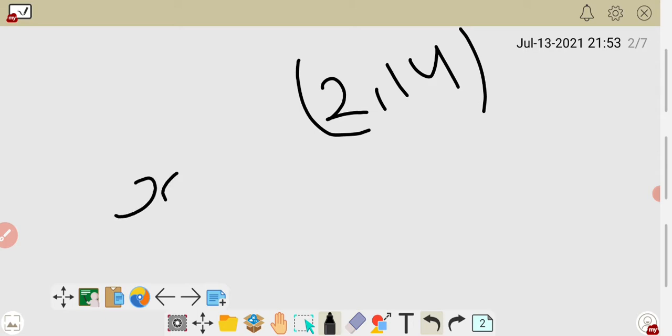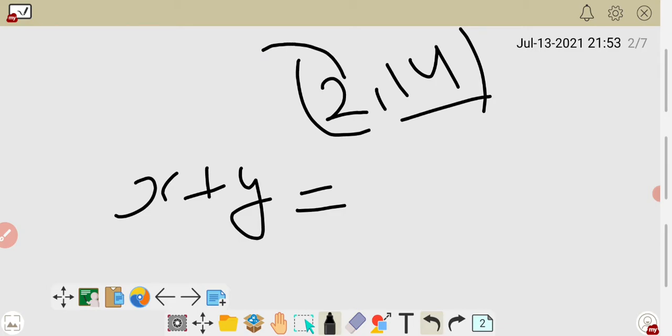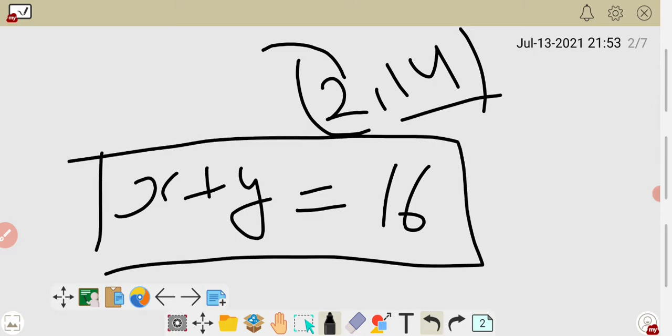Suppose you have an equation x plus y. In place of x you have to write 2, in place of y 14, then 2 plus 14 is 16. So it is your first equation, x plus y is equal to 16.